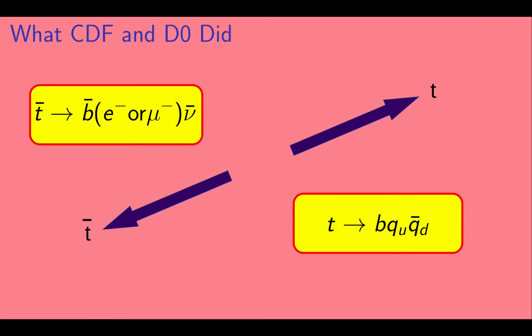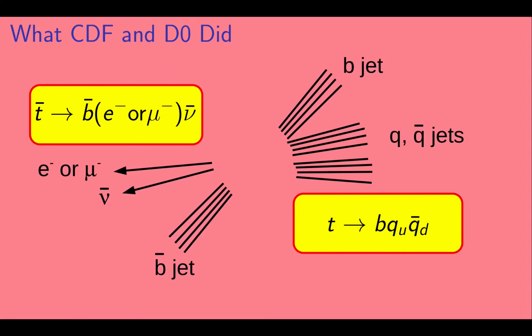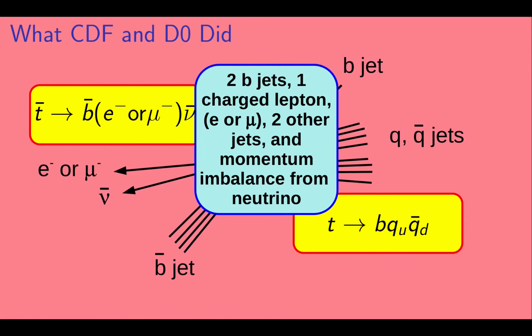Alternatively, if one of the W's decays to a quark-antiquark pair, you get two B jets, two other jets, one charged lepton, and one invisible neutrino. So the signature, if the event could be ideally reconstructed, would be two B jets, two other jets, one charged lepton, and a transverse momentum imbalance from the invisible neutrino.